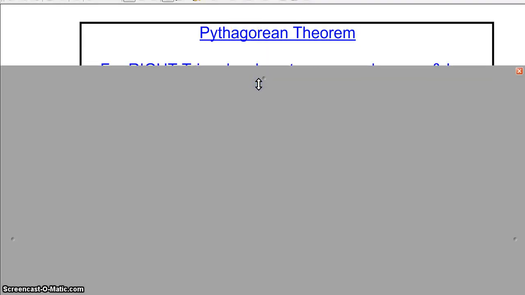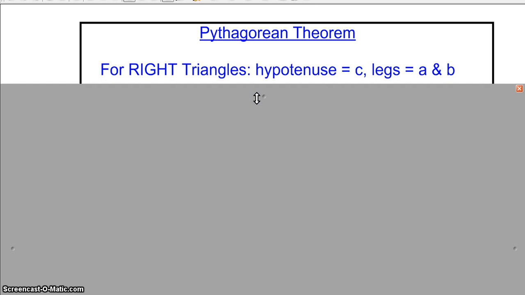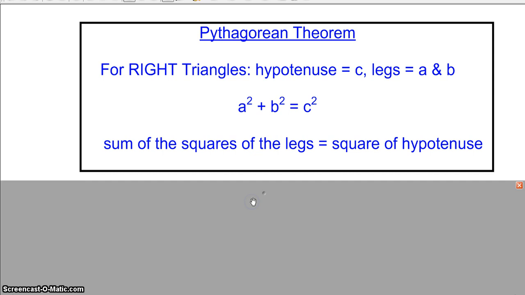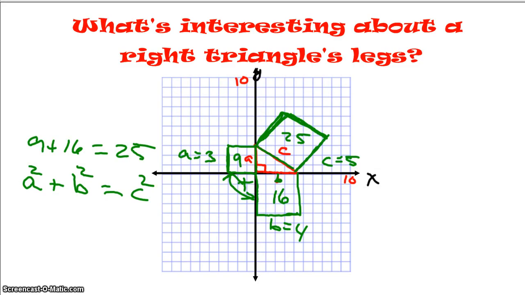This is only for right triangles, but right triangles are extremely useful in the real world. We can change a lot of real world questions into right triangles. When we do, we call the hypotenuse C, the legs A and B, and there you have it. The sum of the squares of the legs equals the square of the hypotenuse. Realize that you have to square these legs. It doesn't work if you just add the lengths of the sides. How long is side A? 7th grade, how long is side A? 3. What's 3 plus side B? What's 3 plus 4?